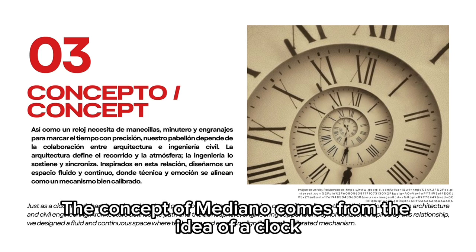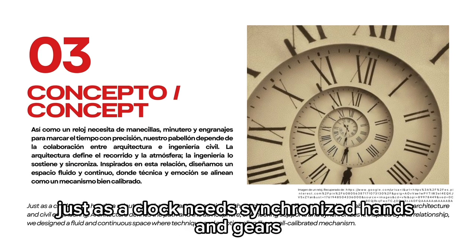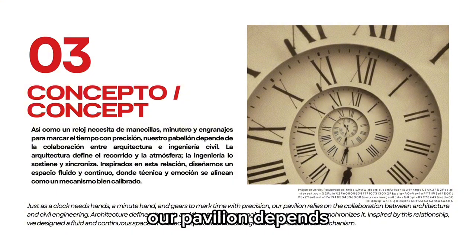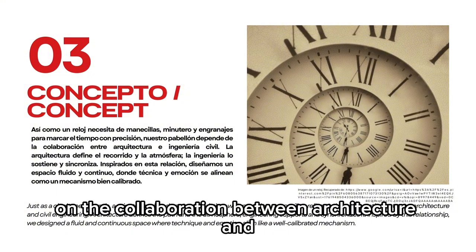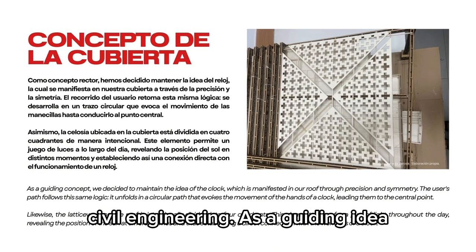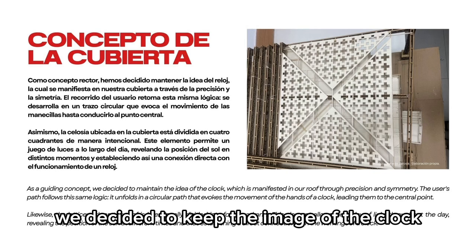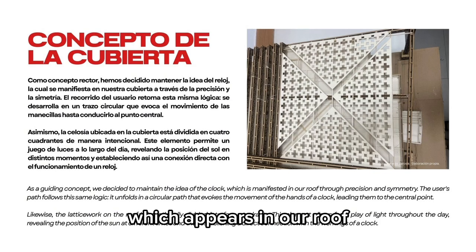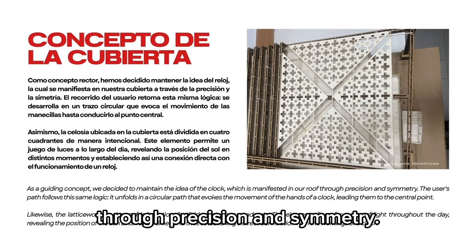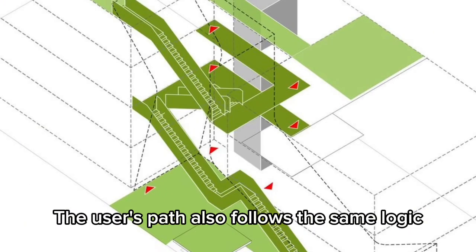The concept of Meridiano comes from the idea of a clock. Just as a clock needs synchronized hands and gears, our pavilion depends on the collaboration between architecture and civil engineering. As a guiding idea, we decided to keep the image of the clock, which appears in our roof, through precision and symmetry. The user's path also follows the same logic.